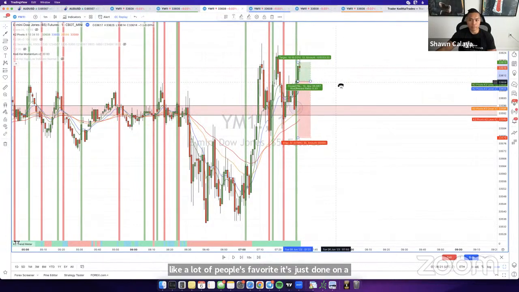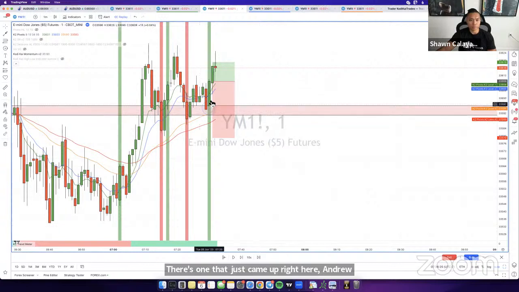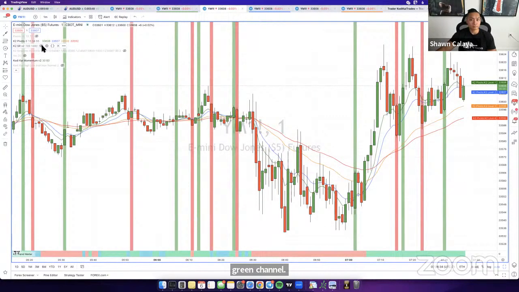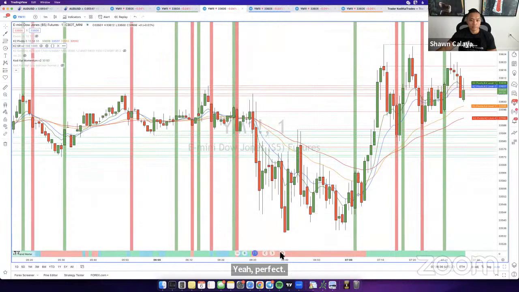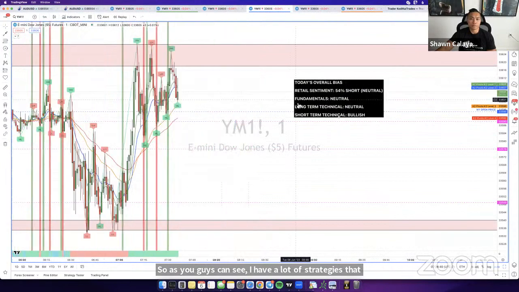There's one that just came up right here, Andrew. That's our rejection scalp. There's a zone right there. This candle rejected directly off it. It was a moderate green candle. Played out perfect. So as you guys can see, I have a lot of strategies here that work. It's up to you guys to figure out which one works best for you.